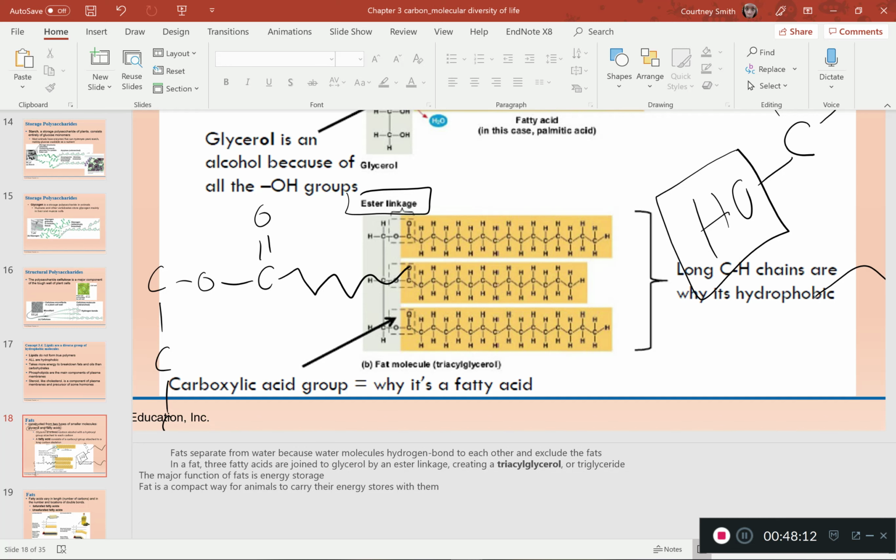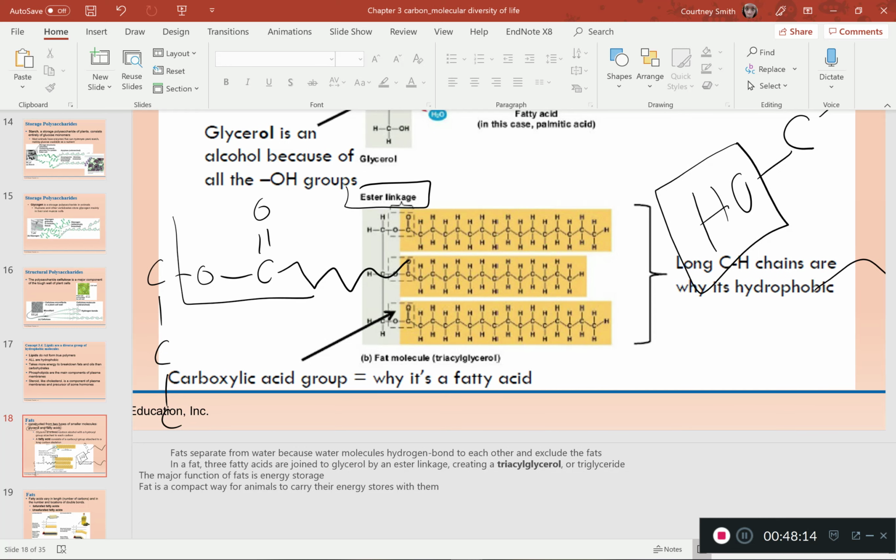Okay, so right here is another functional group, guys, that you need to know. It is called an ester. And then these are specific to fats, okay? One more thing. Actually, 2 more things, just kidding.